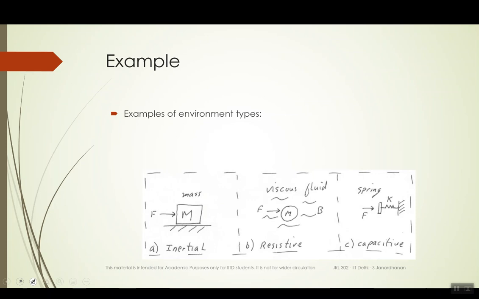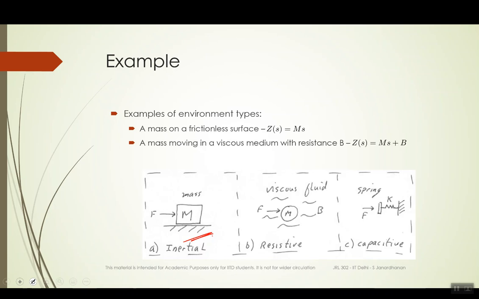So a mass with a force acting on it and moving on a frictional surface will be an inertial one. A mass moving in a viscous medium will have a resistive component b in addition to the inertial component ms. And a linear spring with some stiffness K will have an impedance function of K by S, and it is capacitive.